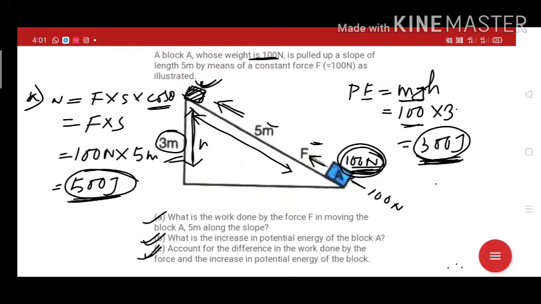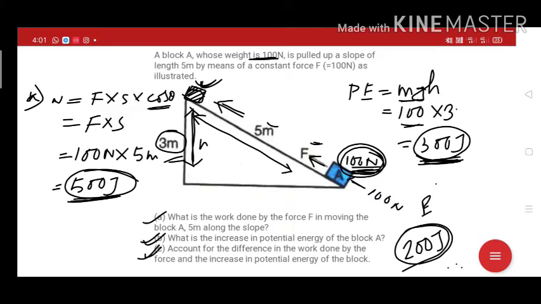Now where has that 200 joule gone? Actually we are lifting this body through a slope, and the slope is not frictionless. So due to the friction, 200 joule of energy is lost, we are actually losing the energy.